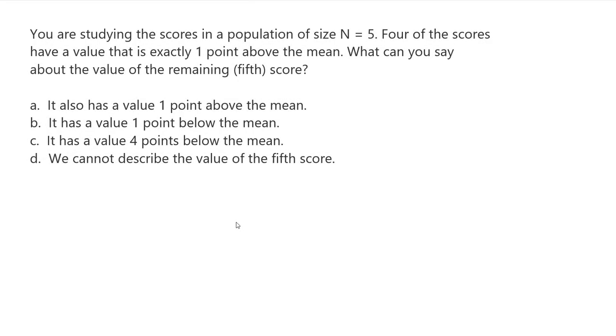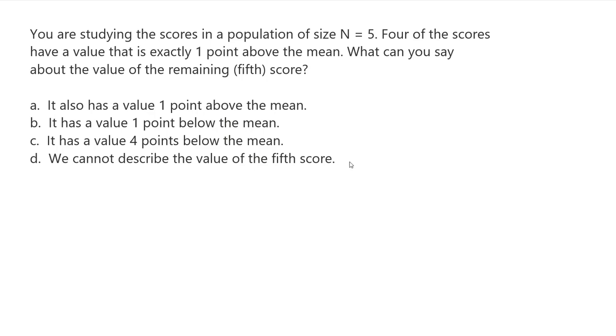You're studying the scores in a population of size n equals 5. Four of the scores have a value that is exactly 1 point above the mean. What can you say about the value of the remaining fifth score? Either A, it also has a value 1 point above the mean, B, it has a value 1 point below the mean, C, it has a value 4 points below the mean, or D, we cannot describe the value of the fifth score.